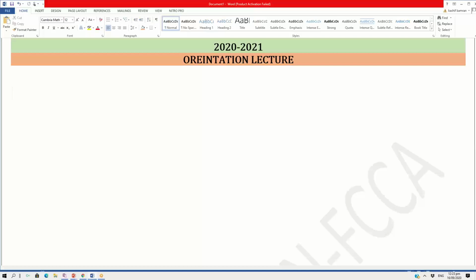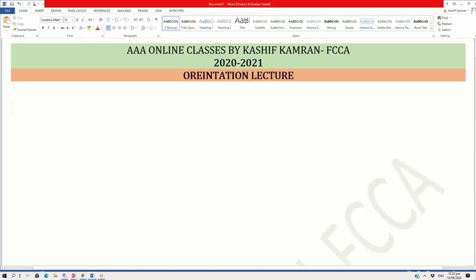Now, I'm using this Word file for the first time for my orientation lecture, and what I am guiding you on is the syllabus versus the paper format, the syllabus versus the AAA paper. So let's find out how the syllabus connects with the AAA paper. Now, this will really help you when you start preparing yourself for exams. So you know how the syllabus is connecting with the AAA paper.